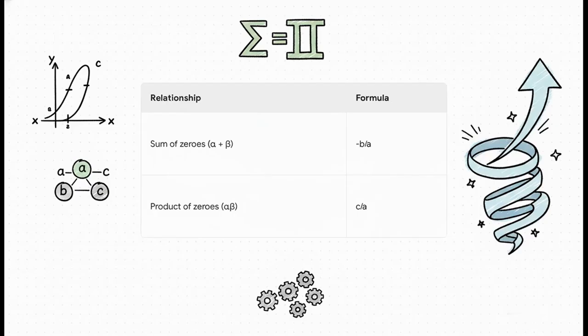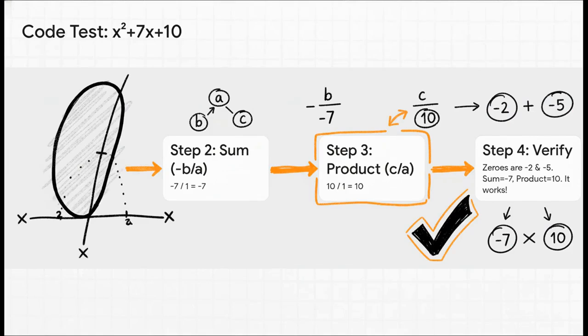You bet there is, and here it is. For any quadratic, ax squared plus bx plus c, there's a direct link between those numbers, a, b, and c, and the zeros. Get this. The sum of the two zeros will always be negative b divided by a. And the product of the two zeros will always be c divided by a. It's like a cheat code for algebra. Don't believe me? Let's try it out.